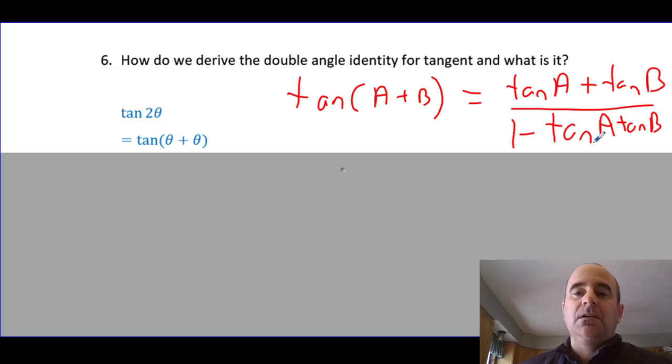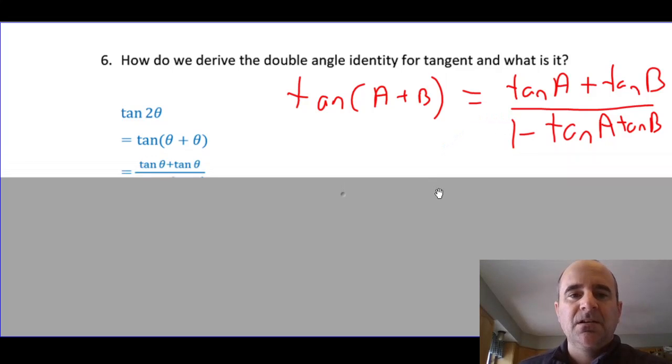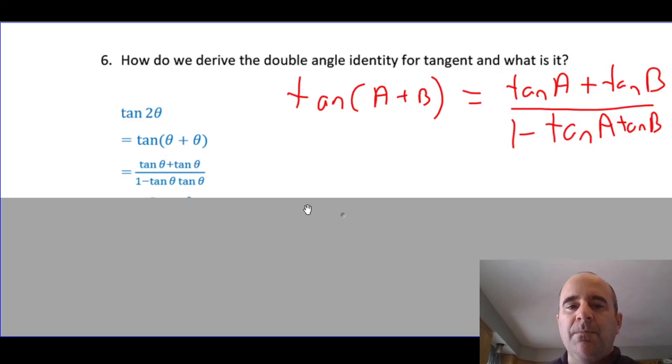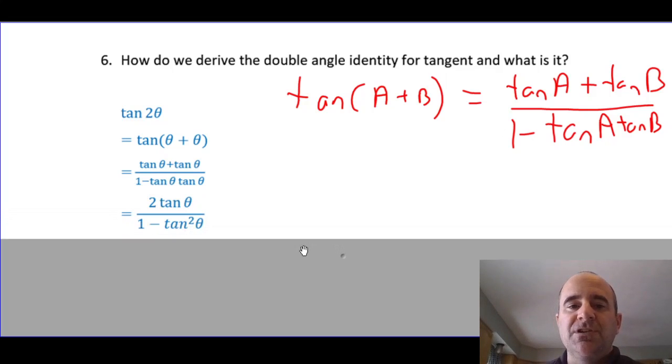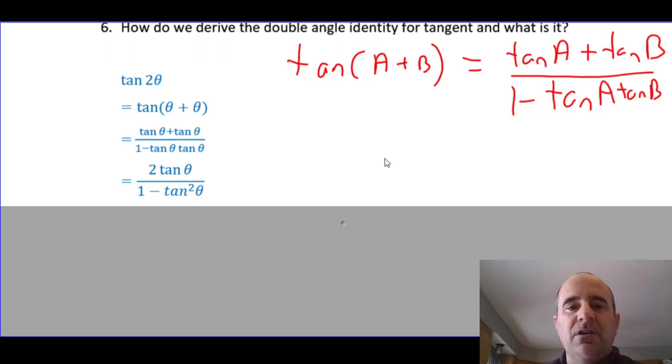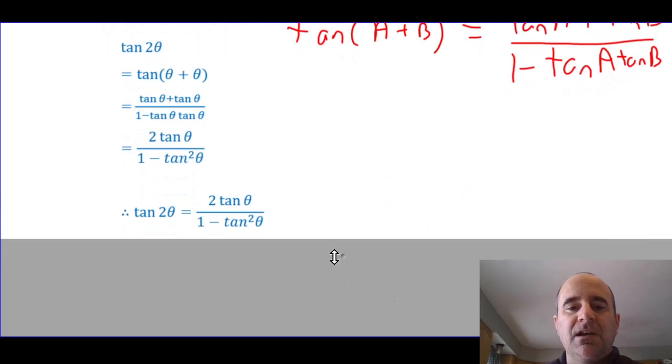Okay? And that is actually going to give us a nice identity, because it'd be nice if the double angle identity for tan only involves the tan ratio in its answer and not sines and cosines. I'll show you what I mean at the end. Okay, so just using this formula right here and filling in A and B are both theta, I get tan theta plus tan theta over 1 minus tan theta times tan theta, or 2 tan theta divided by 1 minus tan squared theta. There is your double angle identity for the tan ratio.